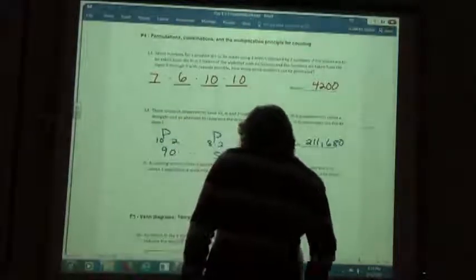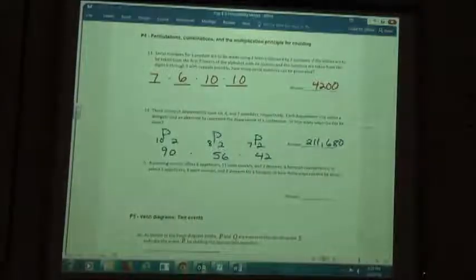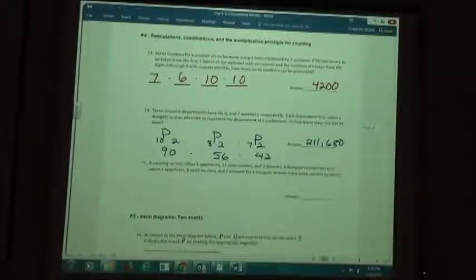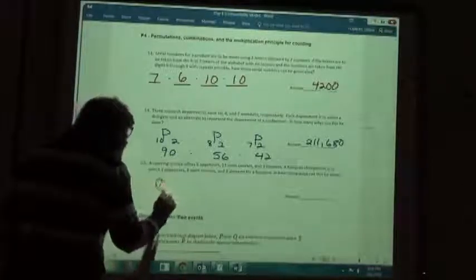Number 15. A catering service offers 5 appetizers, 11 main courses, and 3 desserts. A banquet chairperson is to select 3 appetizers, 8 main courses, and 2 desserts for a banquet. How many ways can this be done? So if I'm picking out appetizers, does it matter if I take my fried pickle before my French fries before my onion rings? It's the same group, right? So I am going to do a combination instead of a permutation this time. The order doesn't matter of my 3 appetizers. It's the same group of 3, no matter which order they're in.